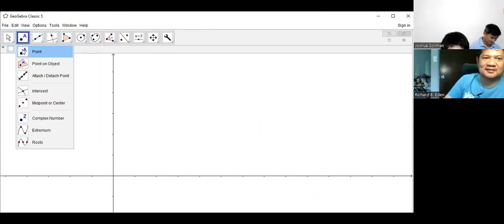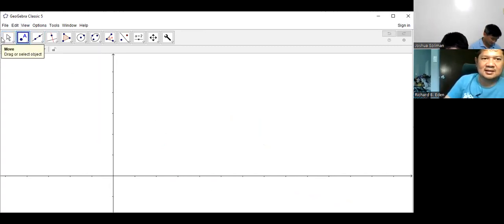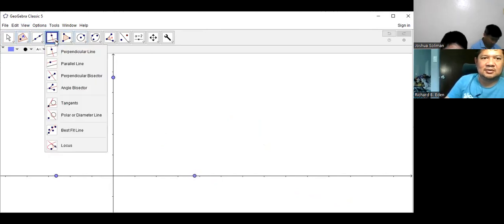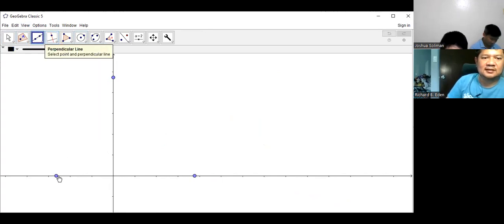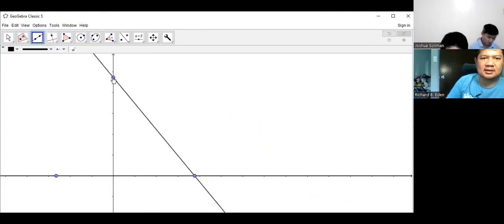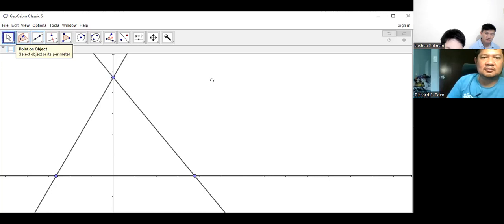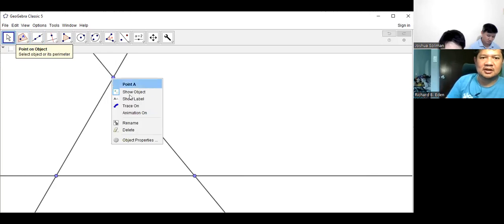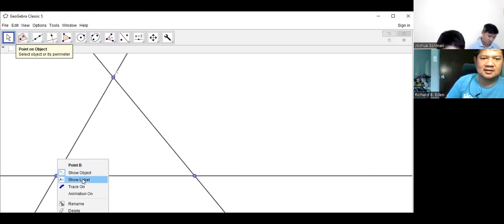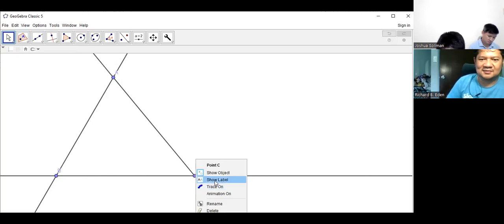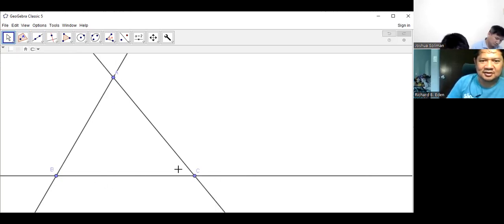Okay, so we have ito, A, and then B, and then C. Tapos drawing natin lines na. A, B, and then C. Tatanggalin ko ng mga X and Y axes. And then, ba't nawala nung label? Show label. Professional GeoGebra. A, B, C.